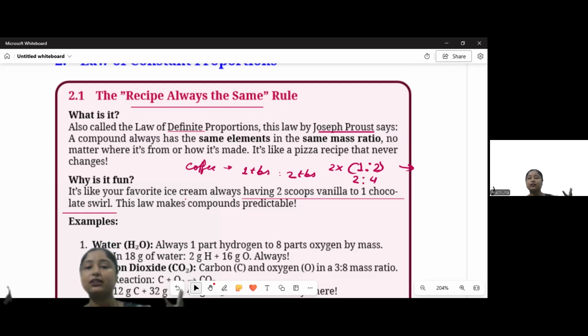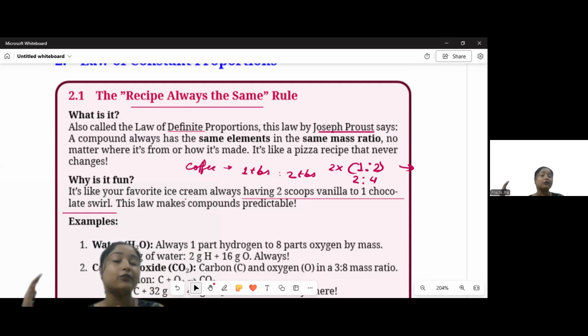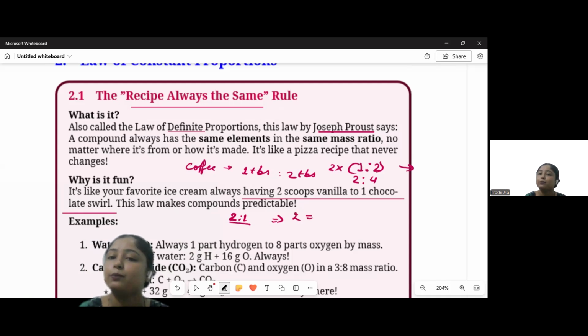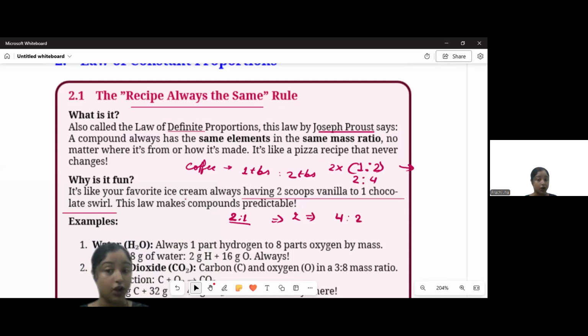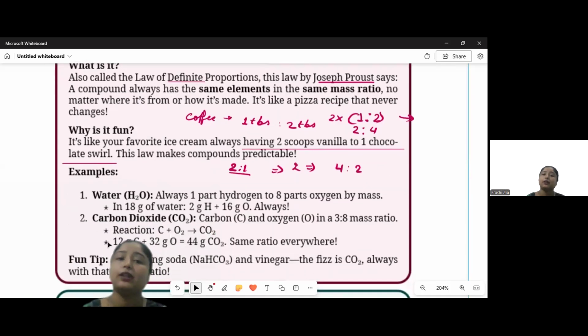So this makes the compound predictable. Whenever I like that taste, to get the exact same taste, I have to keep the compound in the same ratio next time, always, right? So that I get the same taste: 2 scoops of vanilla and 1 scoop of chocolate, 2:1. If I'm getting 2 same ice creams, that would be doubled, meaning 4 scoops of vanilla and 2 scoops of chocolate in total.